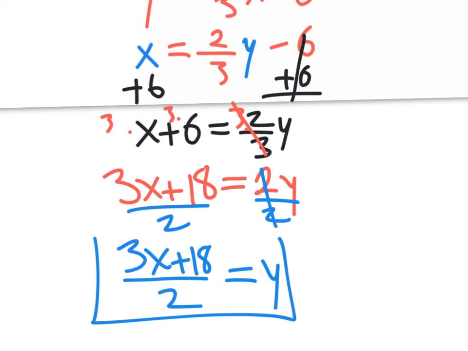And that truly is your inverse function of the original. Yes, you could split the denominator 2 and rewrite it as 3/2 x plus 9, because 18 divided by 2 is 9. Or you can just leave it like this, and I'll give you credit for that. Okay, I hope this makes sense.